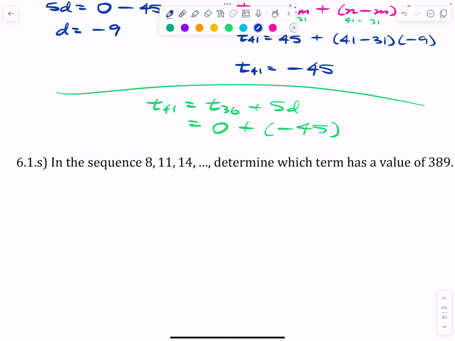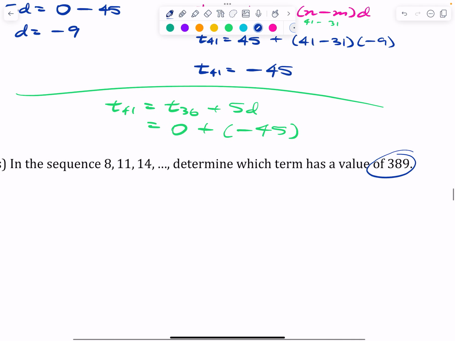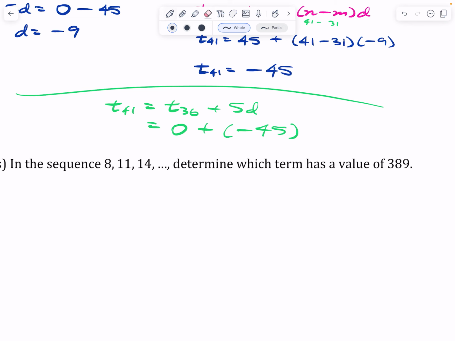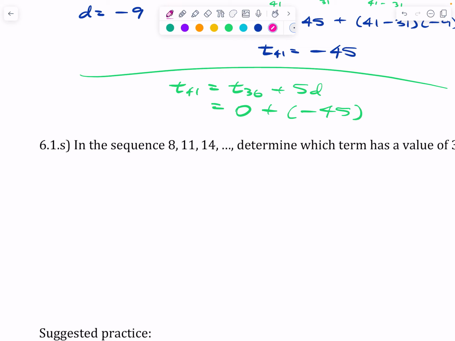Anyways, last example. In the sequence 8, 11, 14, ... this goes on forever. Determine which term has a value of 389. So maybe it's like term 6, maybe it's term 7, maybe it's term 200, maybe it's somewhere in between. And we have to figure out what index we have to put to get a term with a value of 389. So in terms of what we know here, we know that for whatever n value that is, term n is 389. But we don't know what n is.